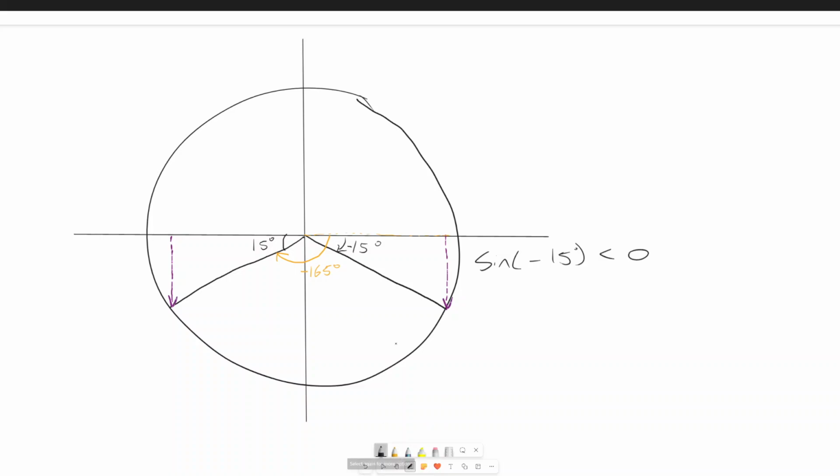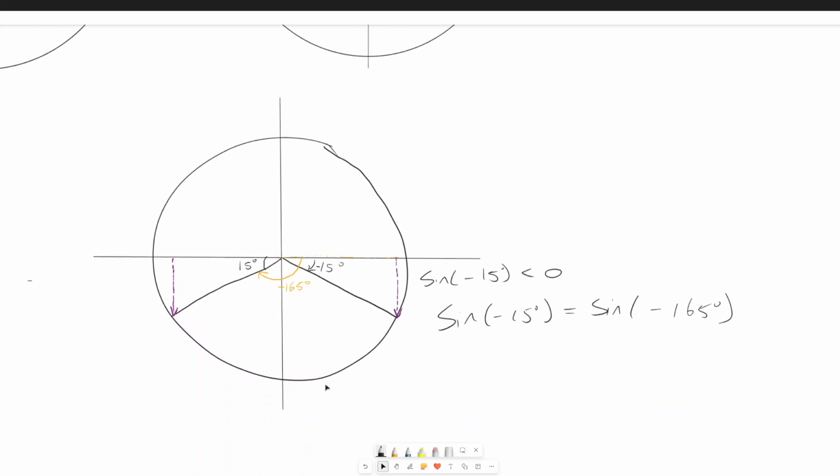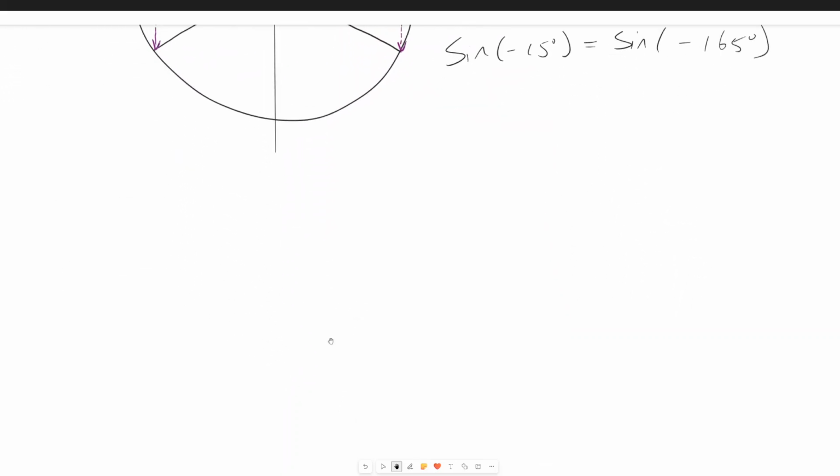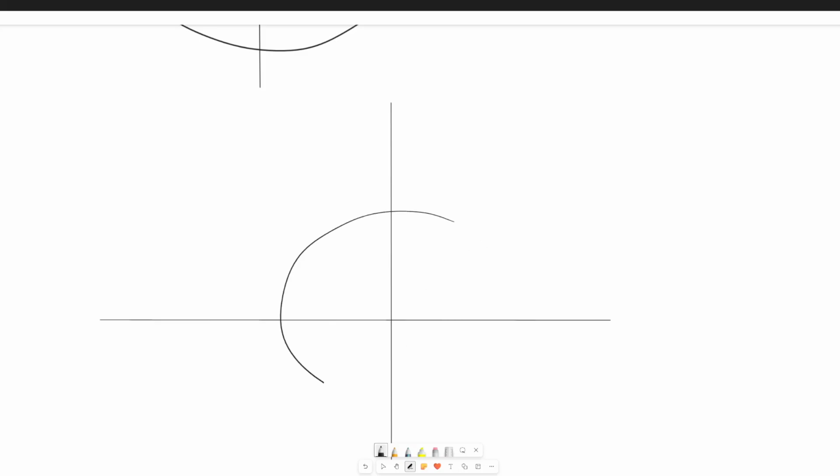So sine of minus 15 degrees is going to be the same as sine of minus 165 degrees. Now, let's use the same rule for cos. So let's look at cos. We're going to be in the same position, so again, let's draw a unit circle. We're going to be in the same position, minus 15 degrees. Again, remember, the sine is the height and the cos is the base. So cos is going to be here. This is going to be cos. It's going to be whatever this length is.